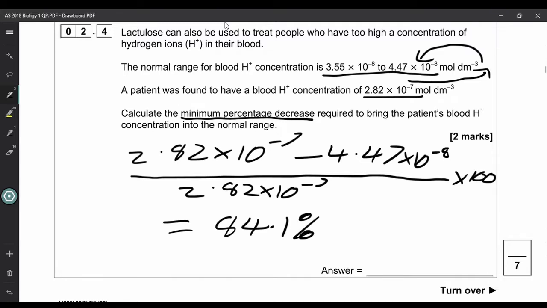change. Now again, remember, read the question. Okay, you've got a range here, so the trick with this was actually determining what value the concentration had to get to.